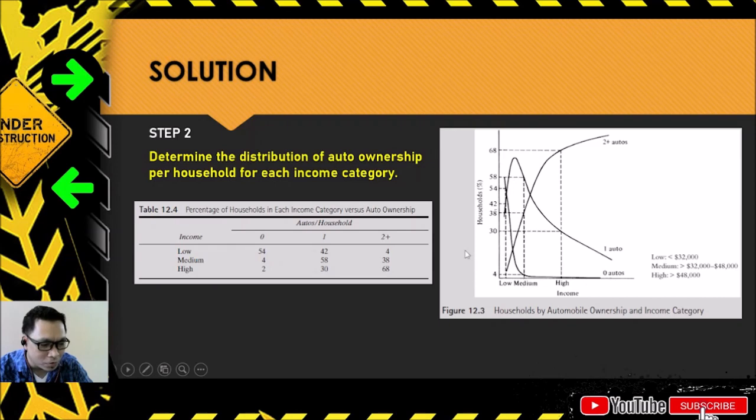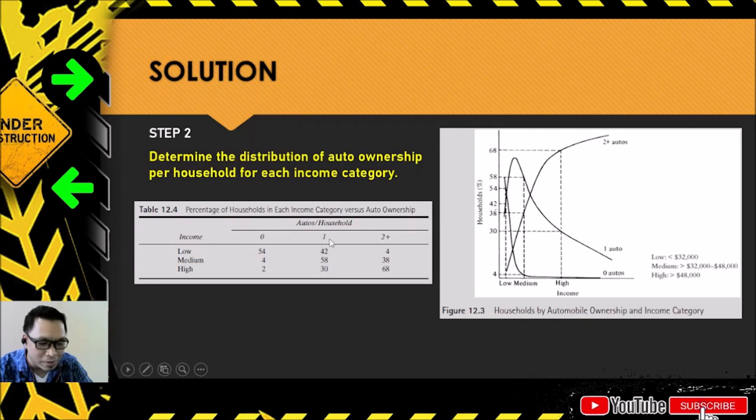So for low and medium class, where it intercepts, let's start with 0 auto. There are 50 to 54% of our households in the low income who have no car, meaning 54. Next, for medium income with 0 auto, we have 4. Then for high income, we have 2. Anyway, it is hard to see. Okay, considering this line, that is for 0.